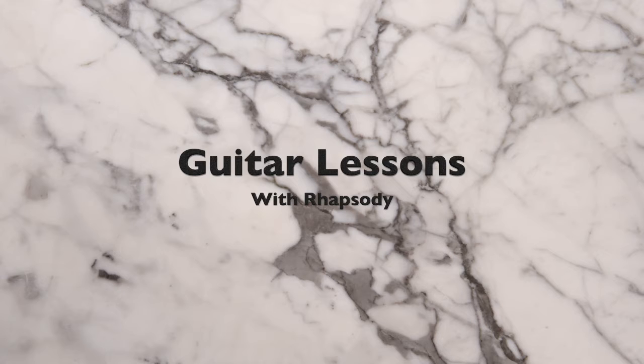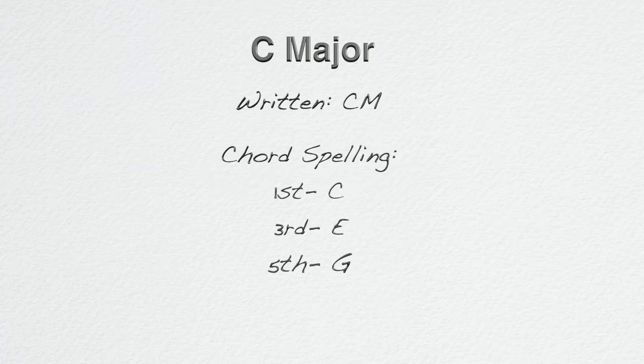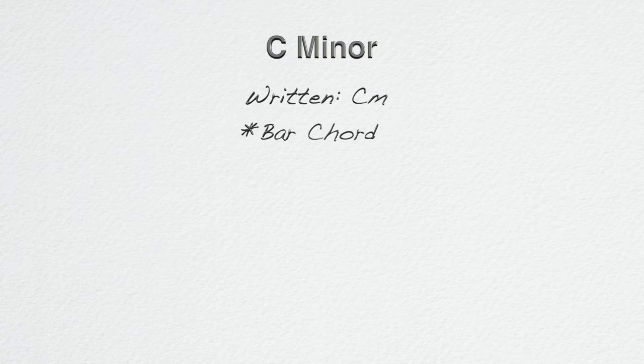And without further ado, let's jump into this week's chords and triads. Just like always, before we get started, we're going to go over the chord spellings of the major, minor, augmented, and diminished chords that we are going to be learning this week, starting with C major. The chord spellings for C major are: the first is a C, the third is an E, and the fifth is a G.